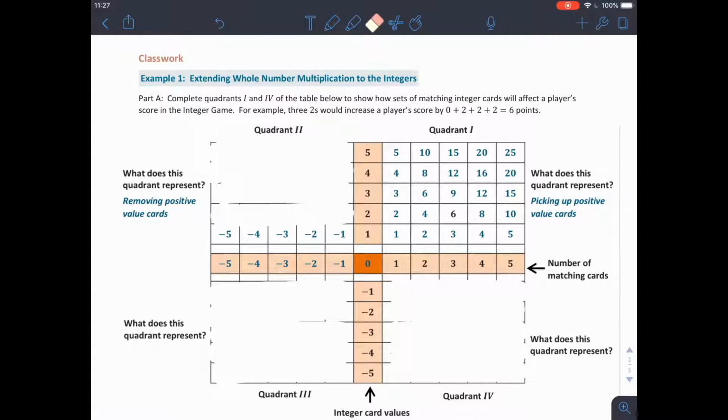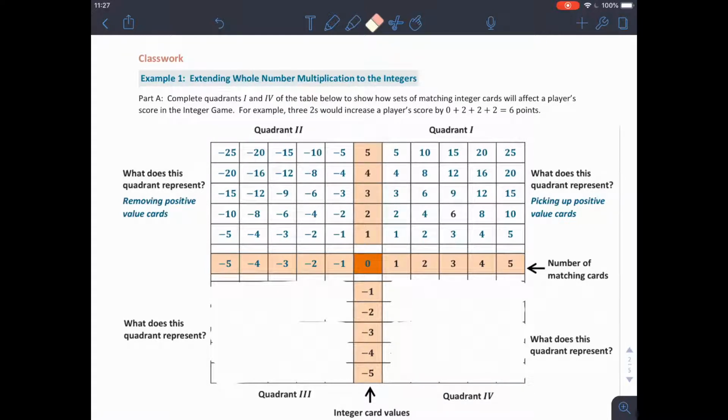If we do the same thing with a positive 2 card, we find that as we are removing the cards, our score goes down by 2 each time. The same with 3, 4, and 5. So our similarity with quadrant 1 is that the absolute values of our products are the same. The only difference is that all of our products are negative.